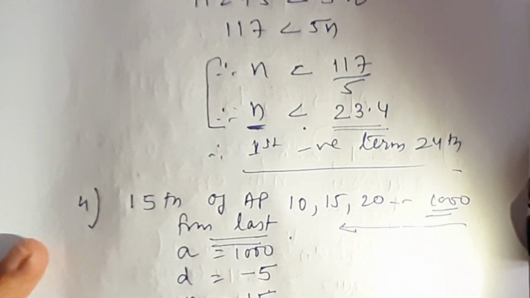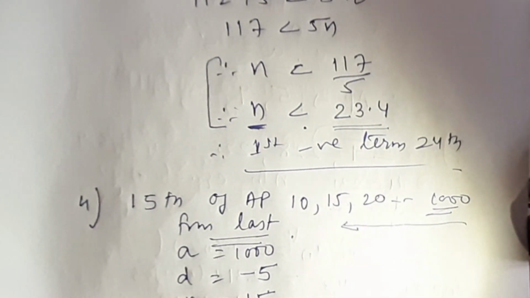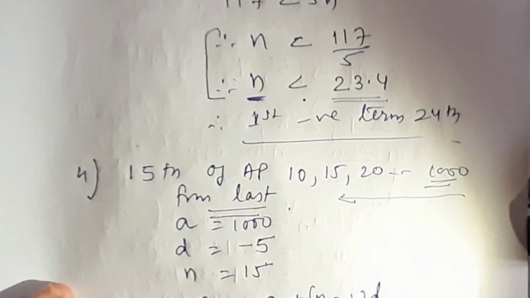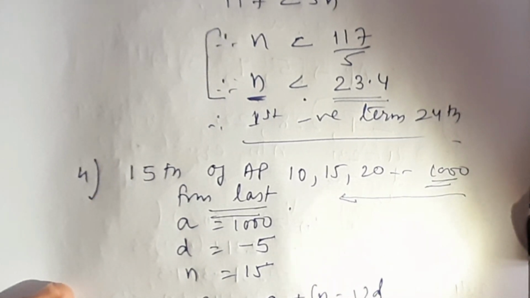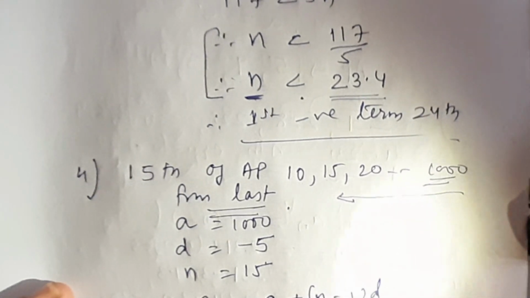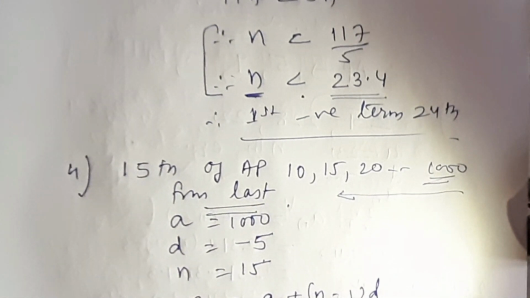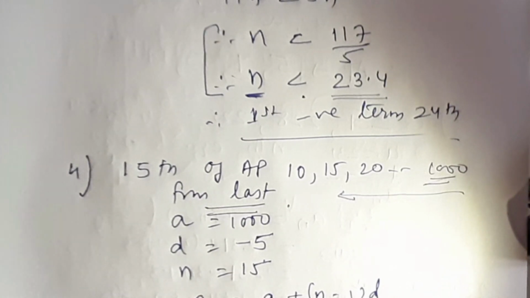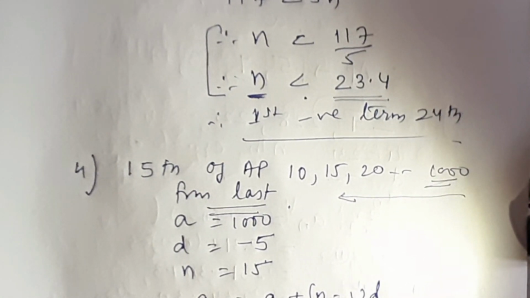Simple formula of an, a plus n minus 1 d, where we will replace n with 15 as we need to find the 15th term. So here a is 1000, n is 15 minus 1, d is minus 5, so it's 1000 minus 70. Thus the 15th term from the last is 930.